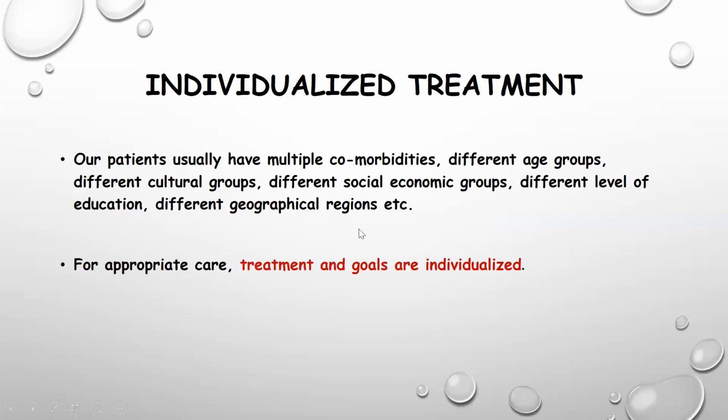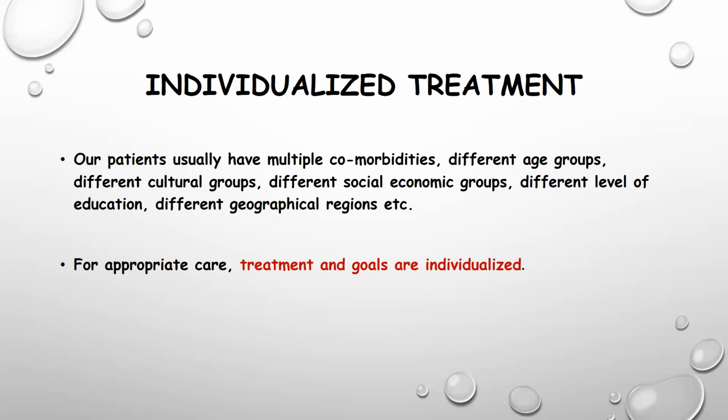The next thing we say is that we have to individualize our treatment. Our patients are diverse. They have multiple comorbidities, so not one patient fits the shoe of another. They have different age groups, come from different cultural groups, different socioeconomic groups, different levels of education. You can imagine trying to teach an elderly 80-year-old how to inject, and they cannot even read. How do you tell them to take 10 units? How do you teach a blind patient to inject insulin, and maybe they don't have someone to be with them?